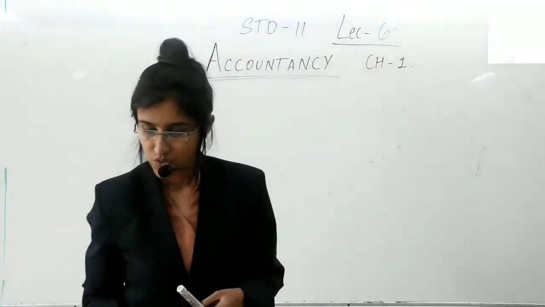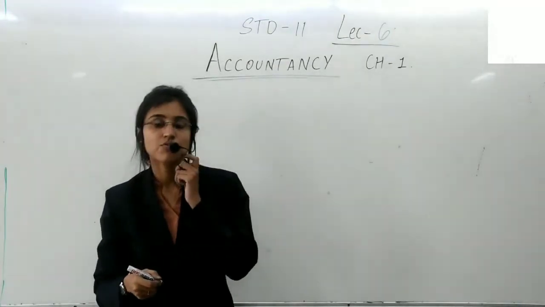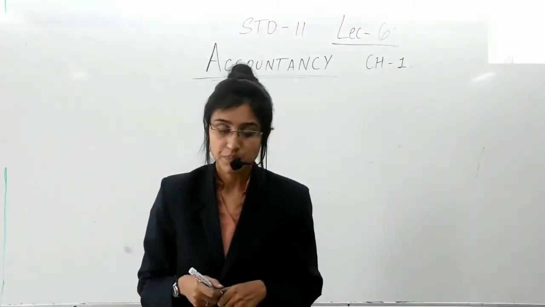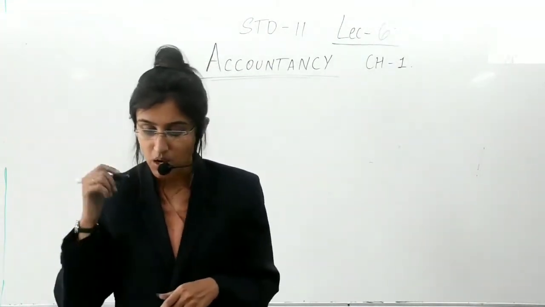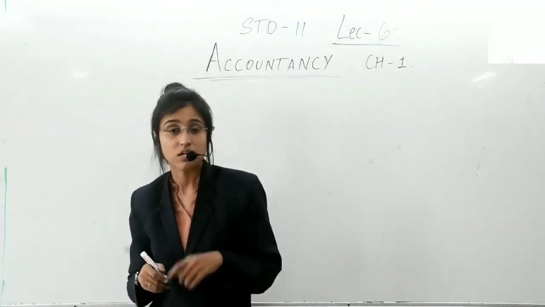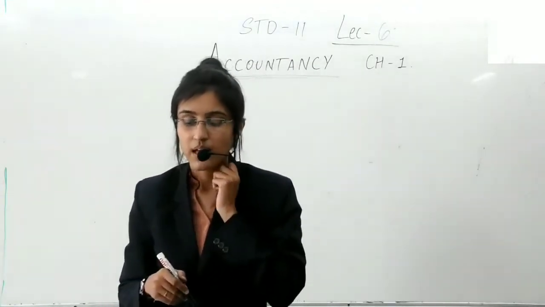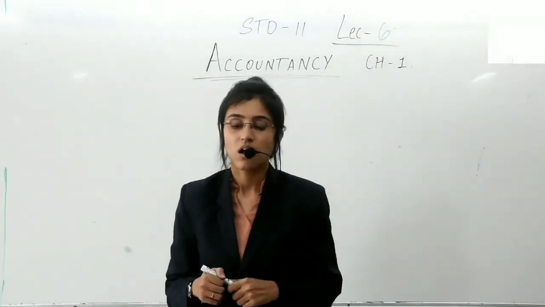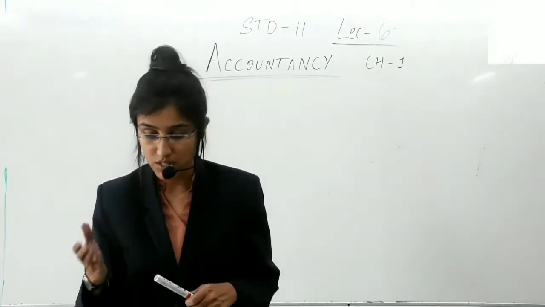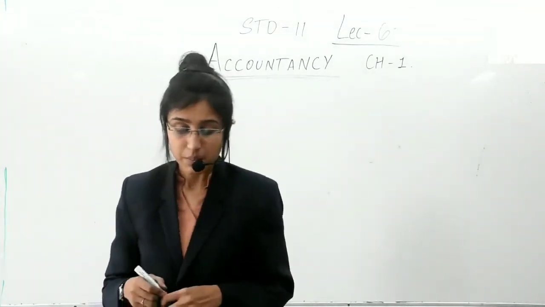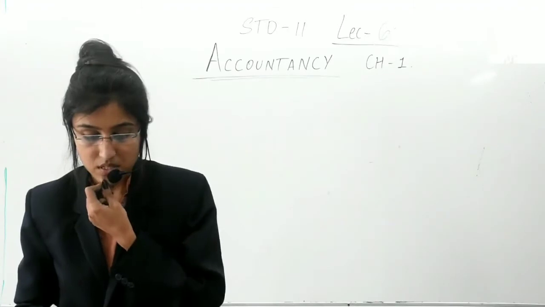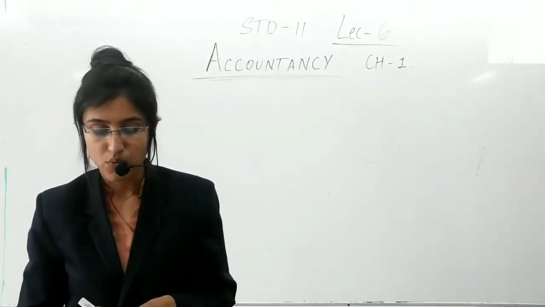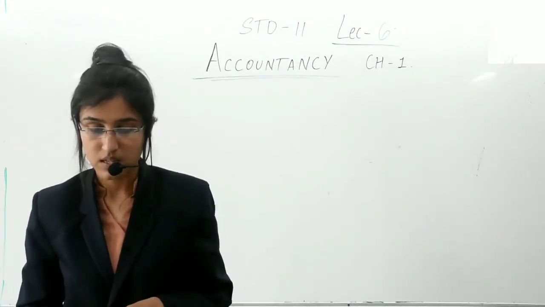Okay, so the definition of liability is given here on page number 12 of your textbook. It is amount payable by the business for credit purchase of goods, assets, or amount payable for borrowed money is known as liability. This is the definition that I am reading in the textbook. I repeat, amount payable by the business for credit purchase of goods, assets, or amount payable for borrowed money is known as liability.